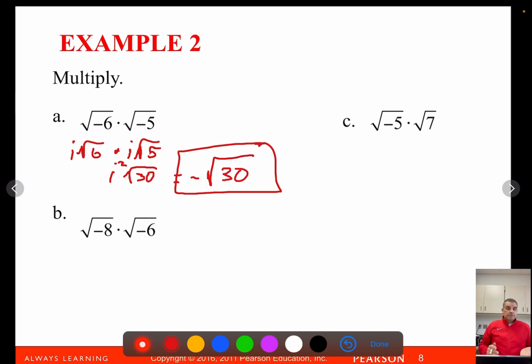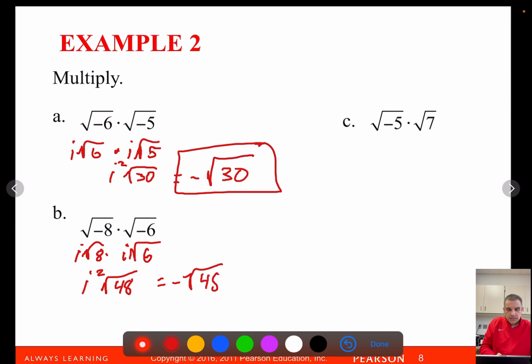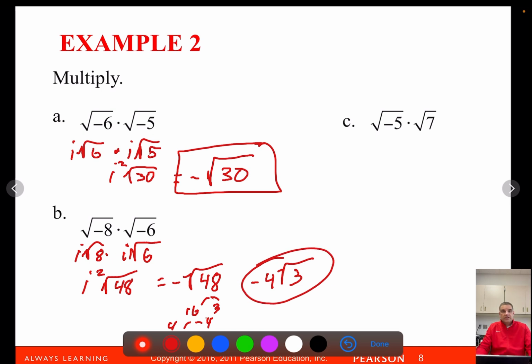So if we look at B, you can kind of see how we're going to do this now. This is i radical 8 times i radical 6. So i squared radical 48. Well, i squared is -1, so that's negative radical 48. And then you gotta break 48 down. That's 16 times 3, and 16 is 4 times 4. So then you got -4 radical 3 is what you have there.